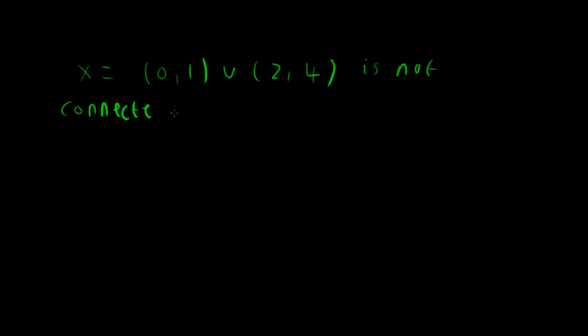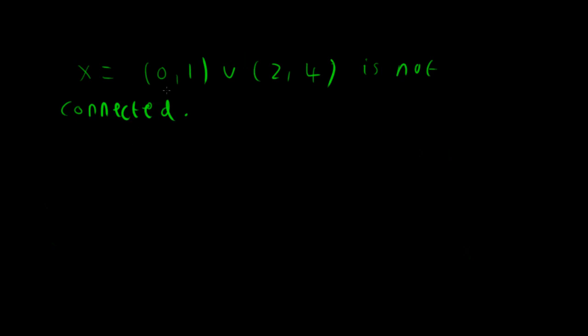What if we take, let's say, X is equal to (0, 1) union (2, 4), so two open intervals here. This is disconnected, well, I shall say not connected, but disconnected and not connected are the same thing. So this is not connected.